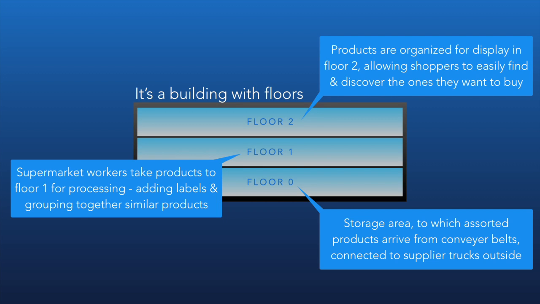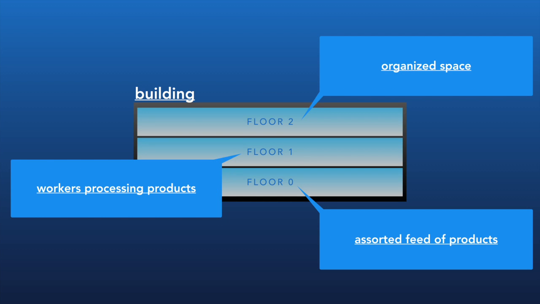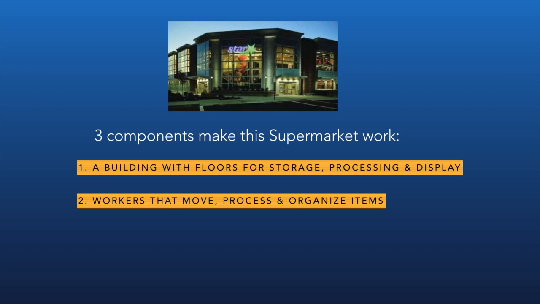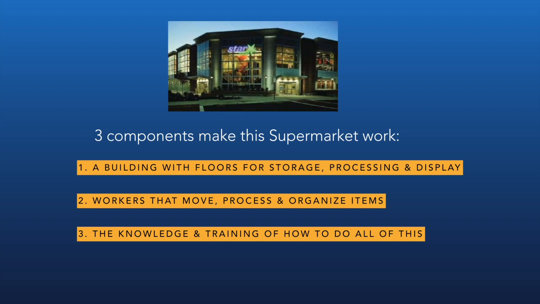Then there's a floor where the products are displayed in an organized way so that shoppers can easily find and discover the products they want to buy. So it's a building with special floors for the organized space, the product processing, and the assorted feed of raw products. So three components make this supermarket example work. Start with a building with special floors. We have the workers that do the processing, and we have the knowledge and training required for the workers to do all this.